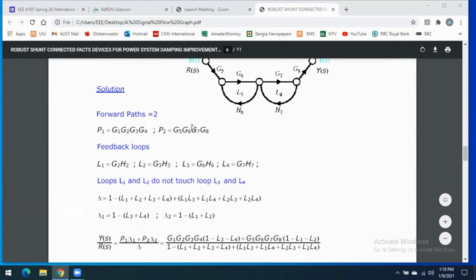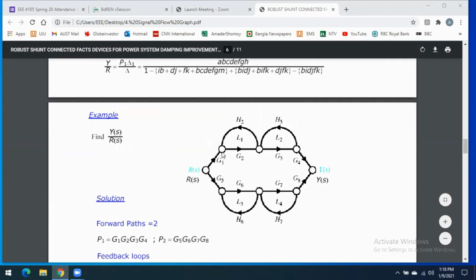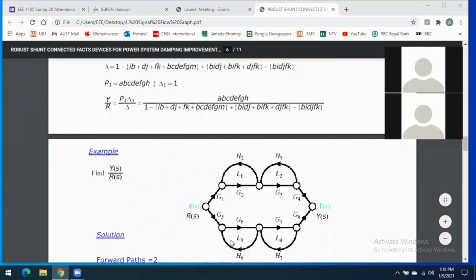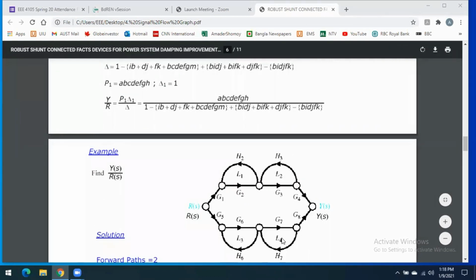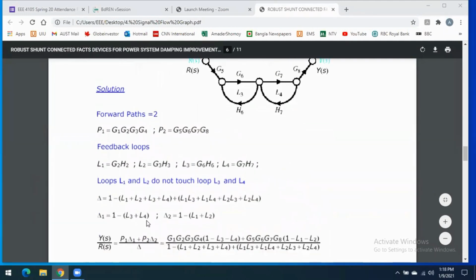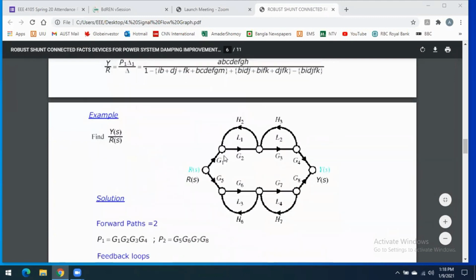And for delta 1, erase P1, and then look at the new diagram and find the delta. We found this: delta 1 is 1 minus L3 plus L4, because if you erase this path, these loops are not going to be affected. So 1 minus this loop gain and this loop gain, okay, look at that. And there will be no more terms. There is no question of non-touching pairs or triplets or anything like this. So that's the way we get delta 1.